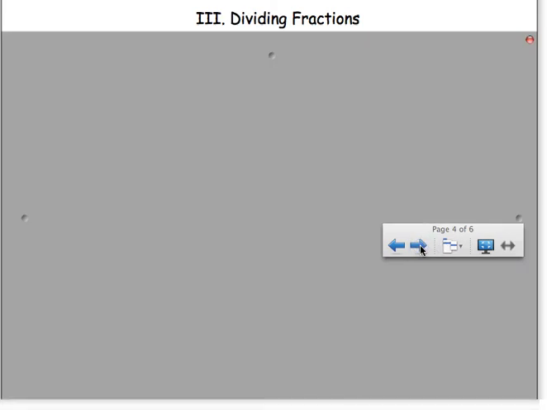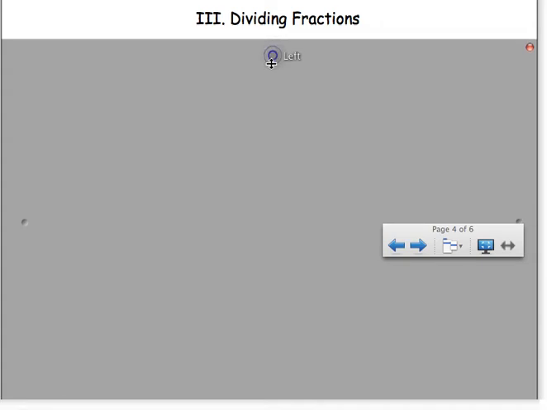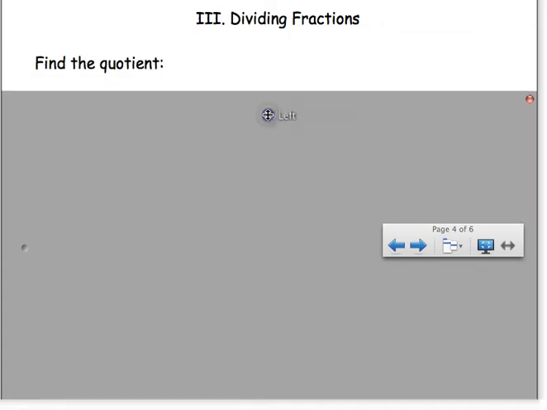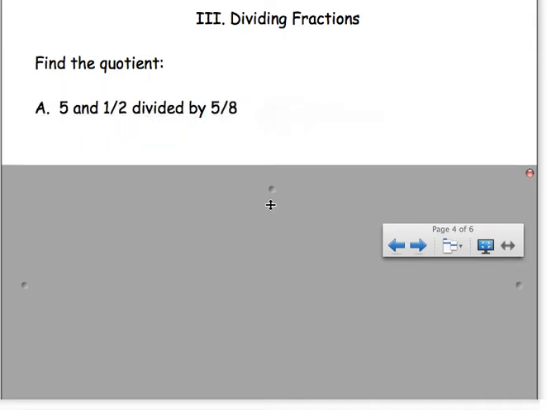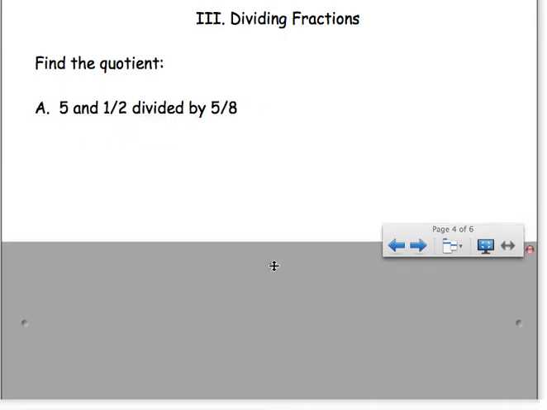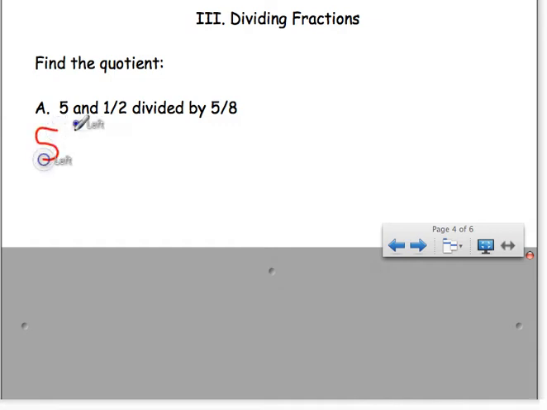Last set of skills is going to be dividing fractions. And again, I'm not going to say dividing like or unlike fractions, because the rules to find the quotient of two fractions don't depend on whether they have the same or different denominators. First example that I'm going to do is 5 1/2 divided by 5/8.